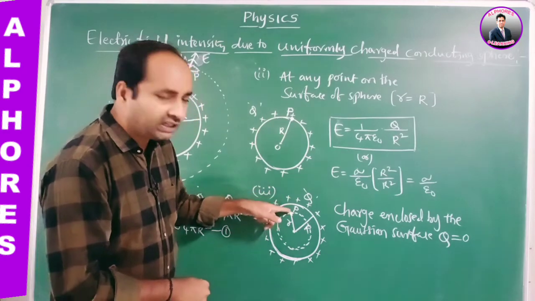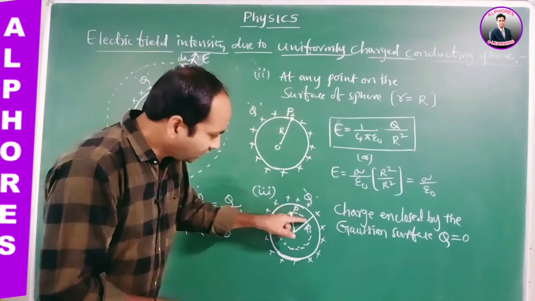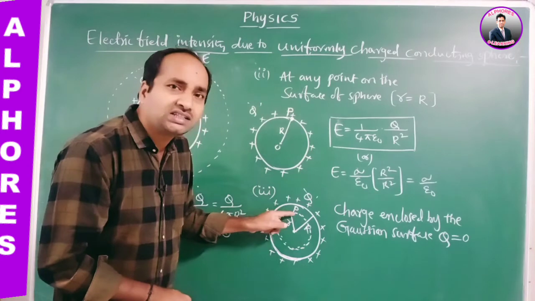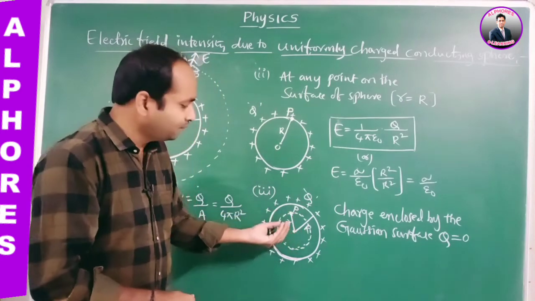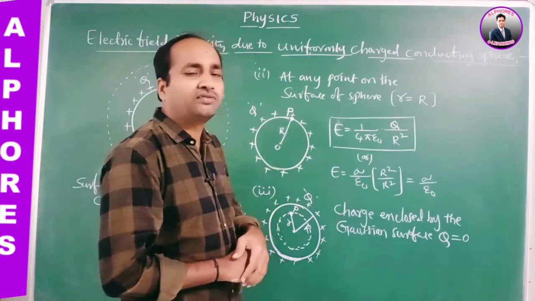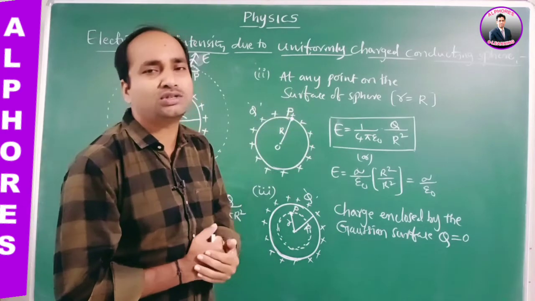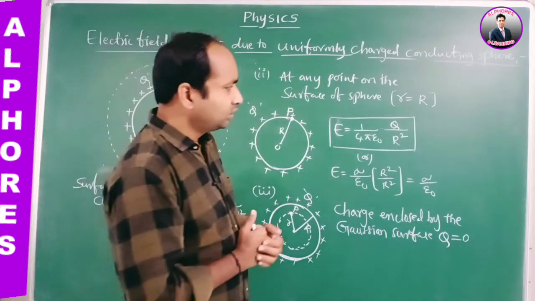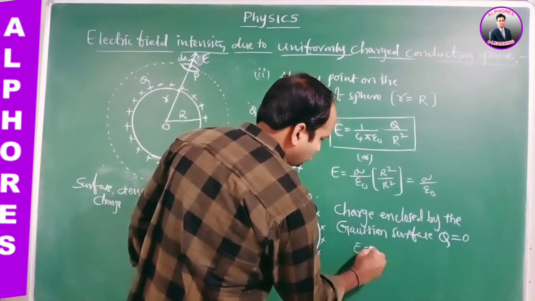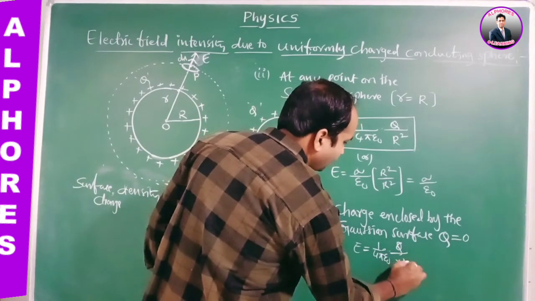Here we are calculating the electric field inside the spherical shell at a point P. But this is a Gaussian surface. Now what is the charge enclosed by this Gaussian surface? There is no charge inside this conducting sphere. So charge is 0. Now what is the electric field intensity? There we got one formula, E is equal to 1 by 4 pi epsilon naught Q by small r square.